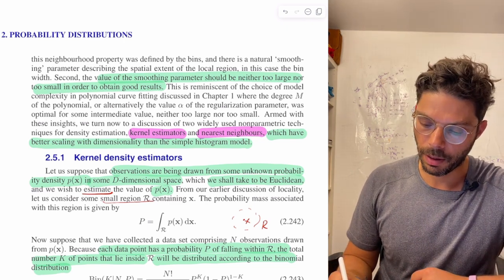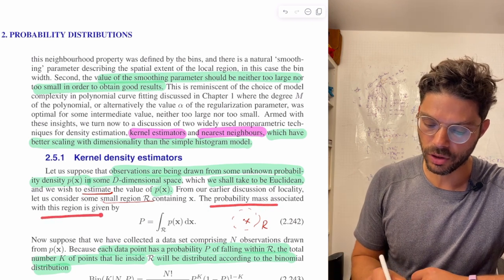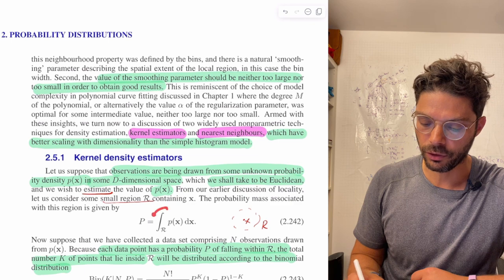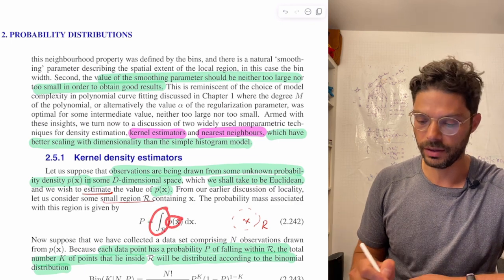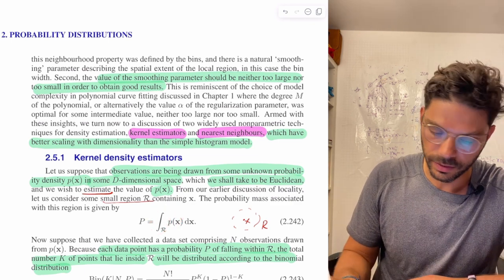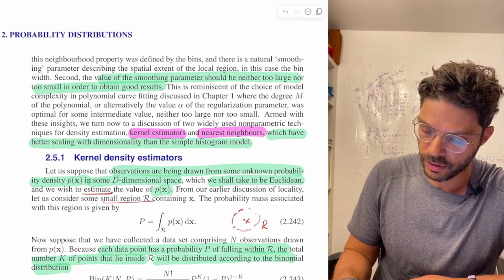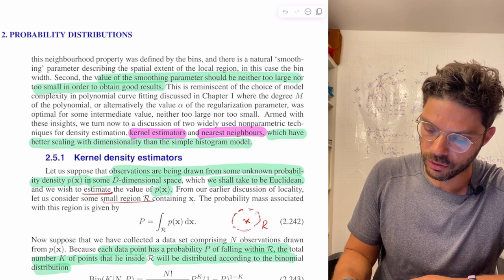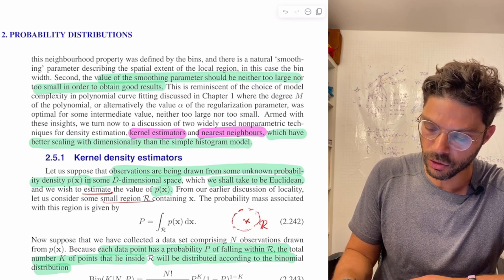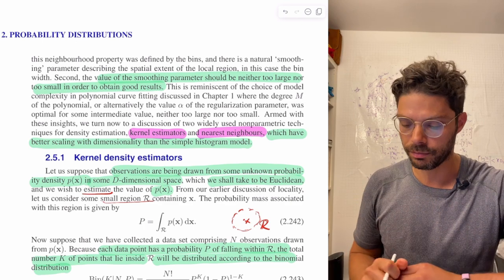Okay, so the probability mass associated with this region is given by the integral over the region of the probability density. So here's essentially the picture: here is x, and you're just going to try to estimate p(x) by looking at this region R of points near x.